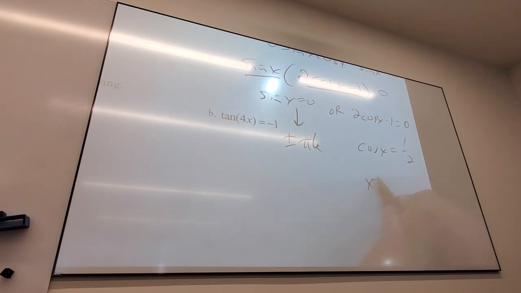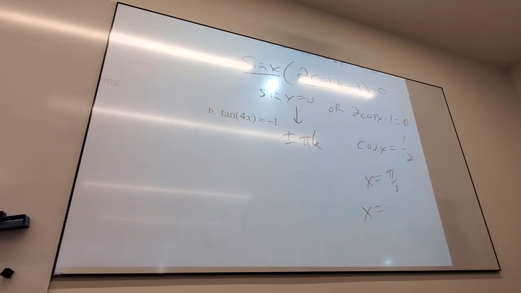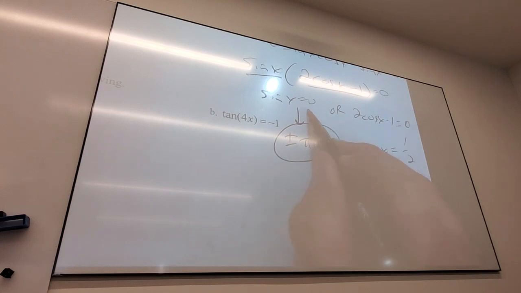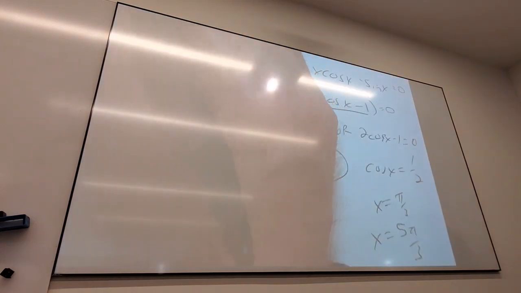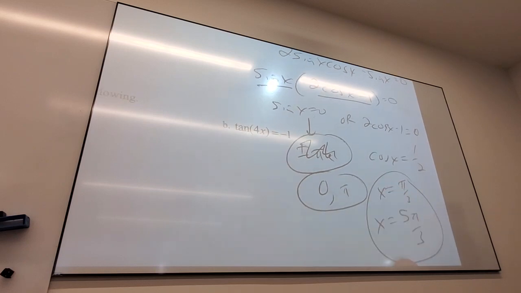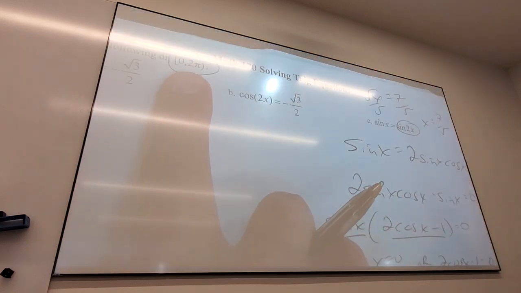Pi over 3, or? It's going to be positive 1/2. So when is cosine positive? Whenever the x-axis is positive, that's first quadrant plus fourth quadrant. So 5 pi over 3. Good. What's the two answers for sine in 0 to 2 pi that make it 0? 0 and pi. Those are my answers for this, because I specifically said 0 to 2 pi.